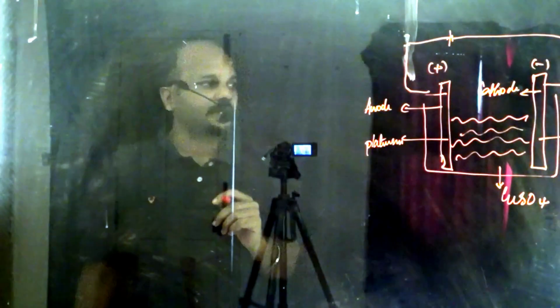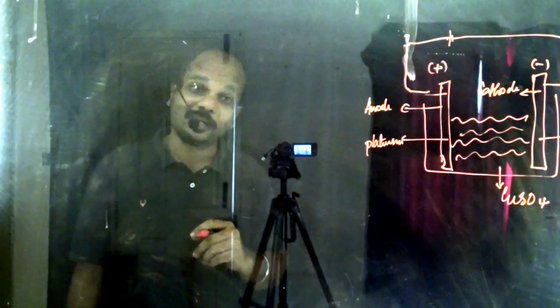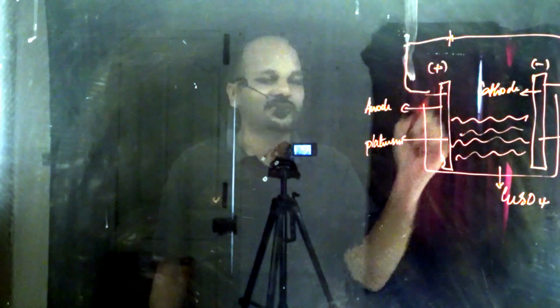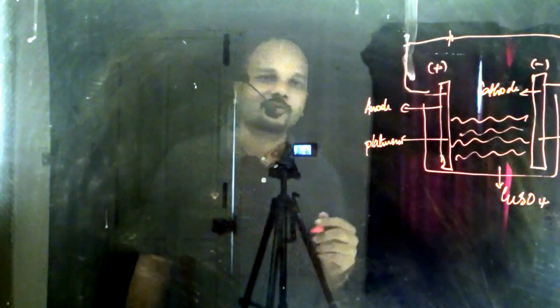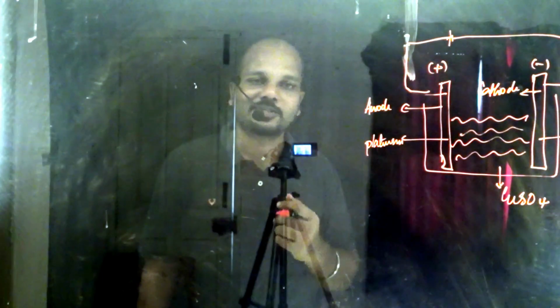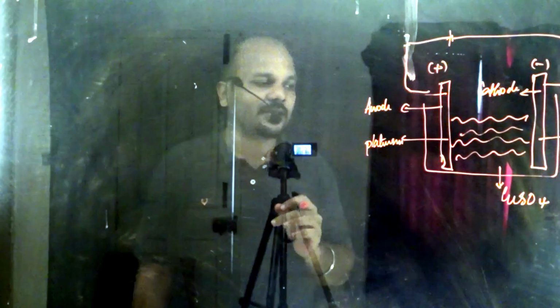Here in this example we are using platinum as the electrode. Platinum is an inert electrode. Do you know why? Because it only passes the charges. It is not going to react when the electricity is passing. It is a very inert electrode. It only acts as a charge carrier.